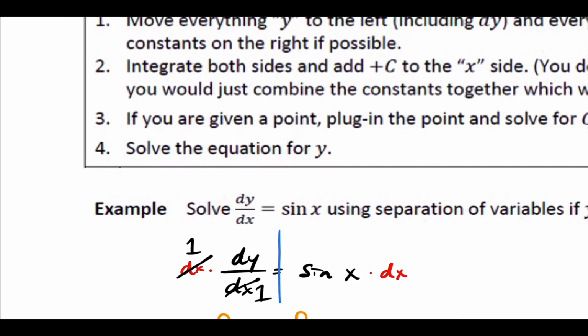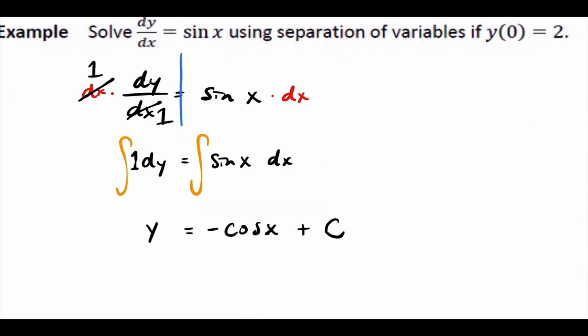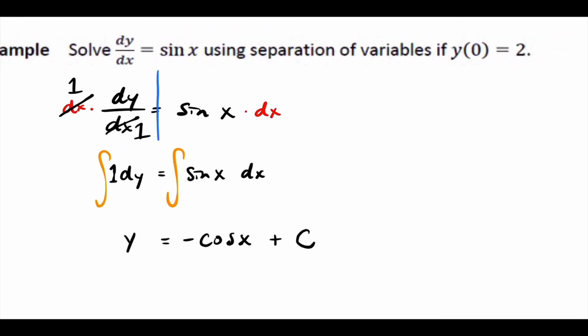All right, so we did that. Let's go to step 3. Step 3, if you are given a point, plug in the point and solve for C. So what do we plug in? I'll give you a hint. You're going to use this guy over here. So what do we plug in to solve for C? There you go. 0 for x, 2 for y.